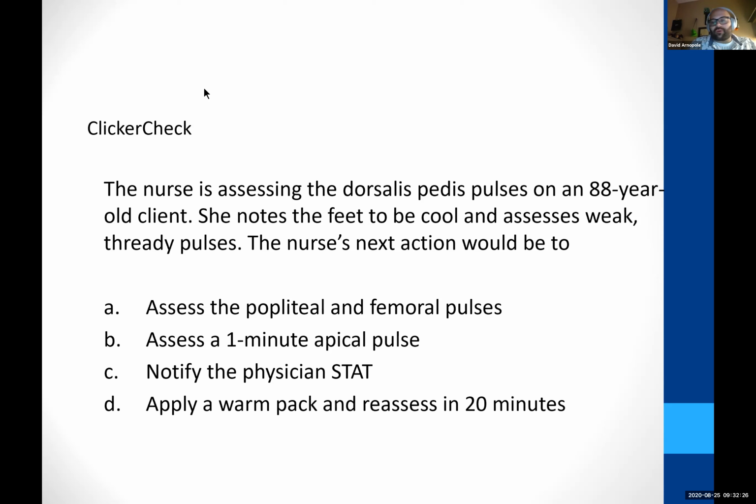Chelsea, just to answer your question, you could feel an irregularity in that. One of the easiest ways to check that would be to check the apical pulse while you're actually doing the radial. You'd feel differences. Oxygen saturation, yeah, you guys got the answers on those.